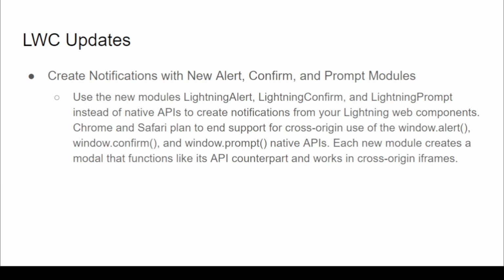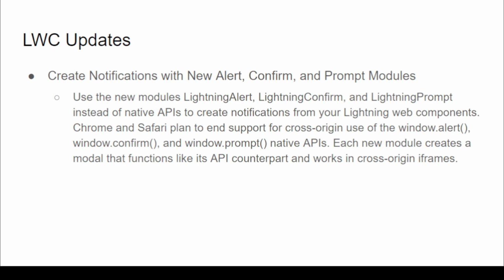And moreover it is also written that Chrome and Safari plan to end support for cross origin use of window.alert and window.confirm, because all these methods were from vanilla JavaScript, and moreover this sometimes had conflicts. All these were native APIs, and using them is a tiresome process as well, because sometimes if they are stuck, you need to check what is happening in the code. So instead of that, you could use these new modules.